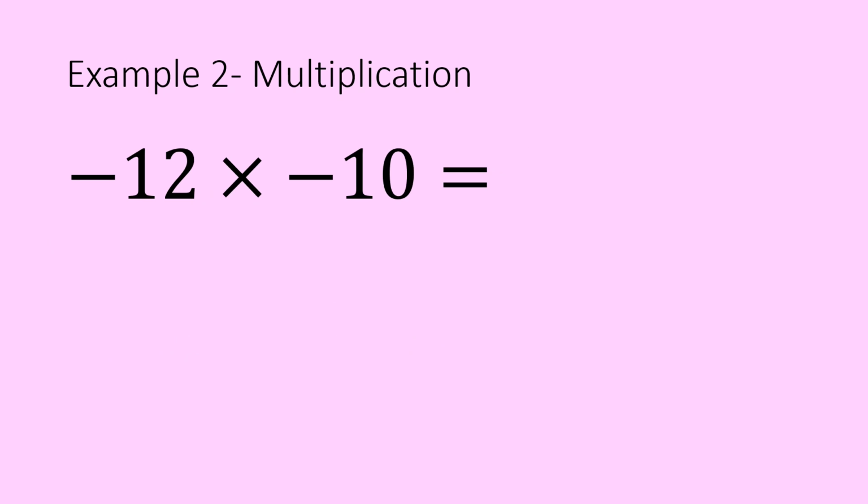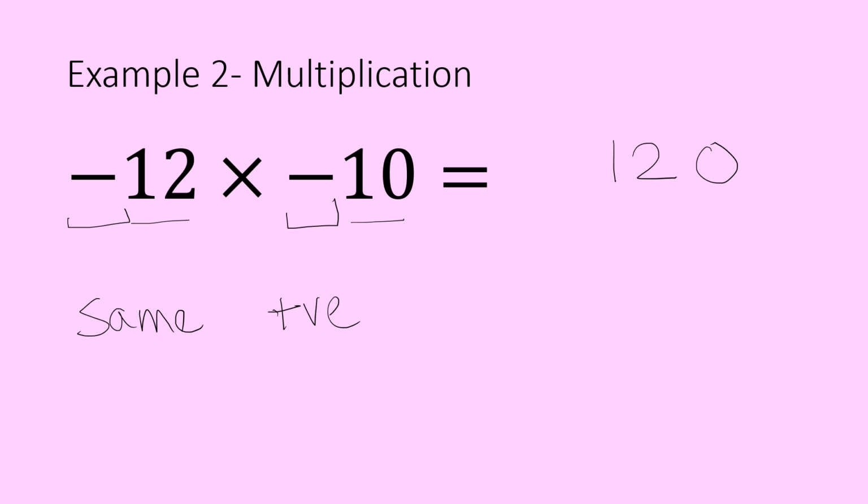Now we've got -12 times -10. So what is just 12 times 10? Well, 12 times 10 is 120. Now let's deal with the signs. So we've got a minus sign there, and a minus sign there. So the signs are the same. They're both negative numbers. So the answer is going to be positive. So we can leave our answer as 120.